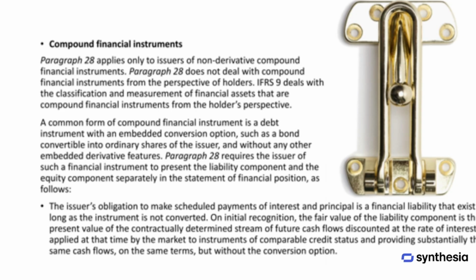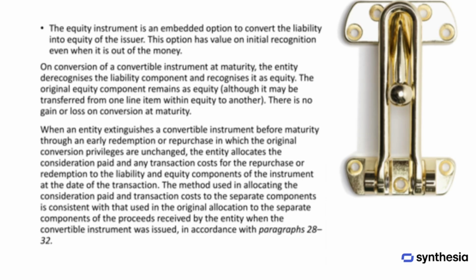The liability component represents the issuer's obligation to make scheduled interest and principal payments and exists until the instrument is converted. When initially recognized, the fair value of the liability component is calculated as the present value of the contractually determined future cash flows, discounted at the market interest rate for similar instruments that provide substantially the same cash flows on the same terms, but without the conversion option. The equity component of a compound financial instrument is the embedded option to convert the liability into the issuer's equity. This option has value at initial recognition, even if it is out of the money.